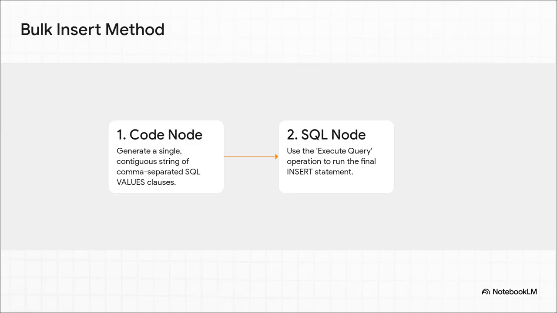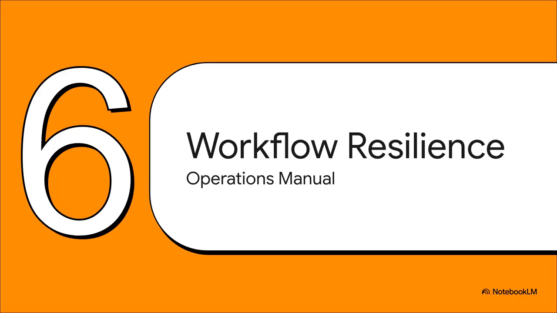And achieving this superhighway performance is basically a two-step process. First, we turn back to our trusty code node. We use it to loop through all our clean data rows and build one single massive text string of SQL values clauses. Then we just feed that whole string into a SQL node that's set to execute query. It sends the entire dataset to the database in one efficient shot. Bam! We've built the pipeline. It's secure, it's robust, and man, is it fast.